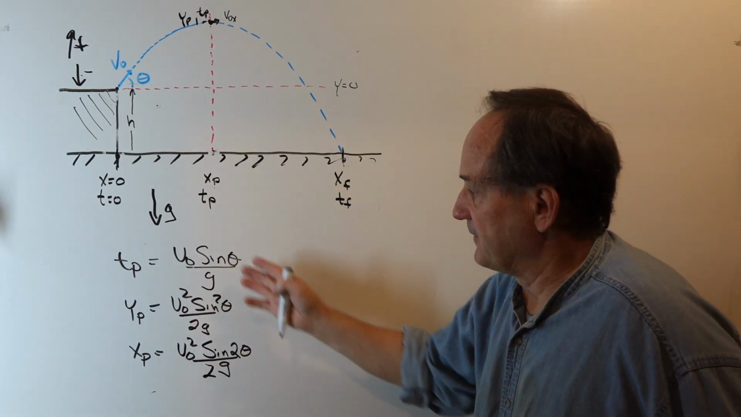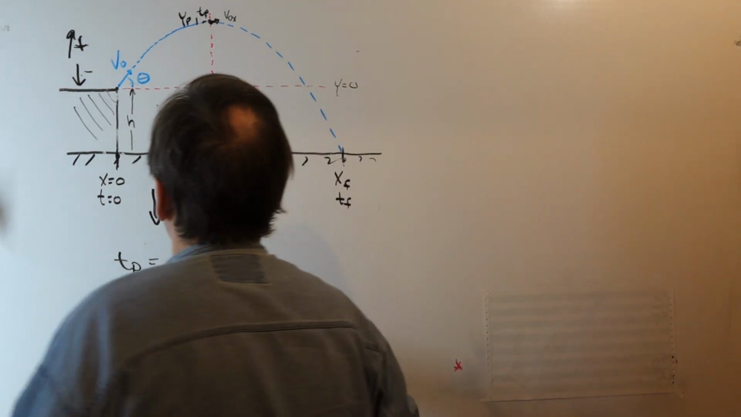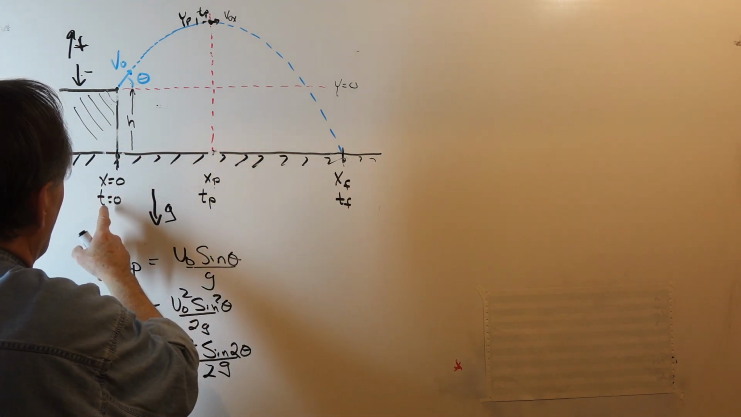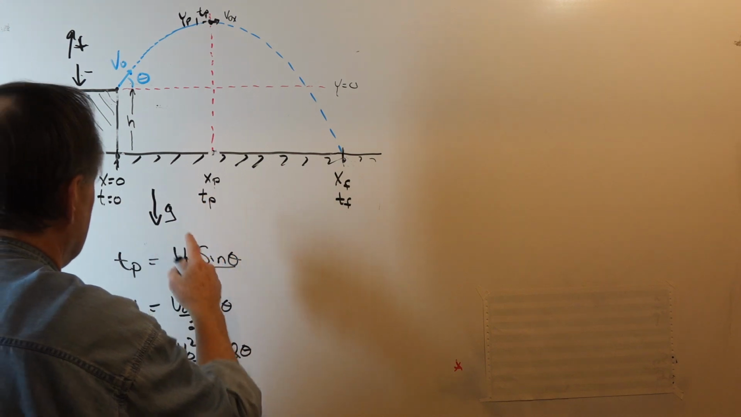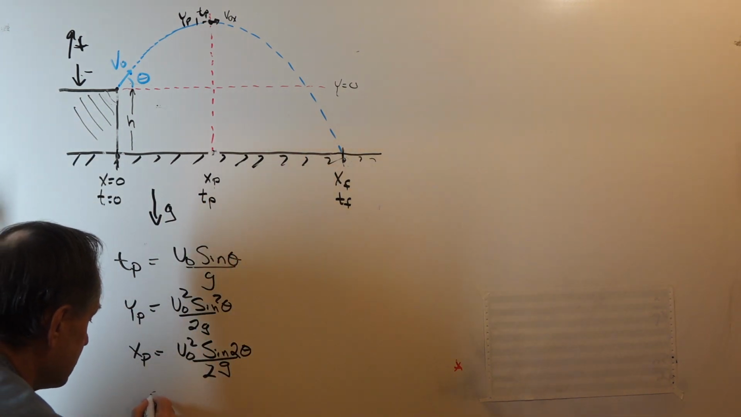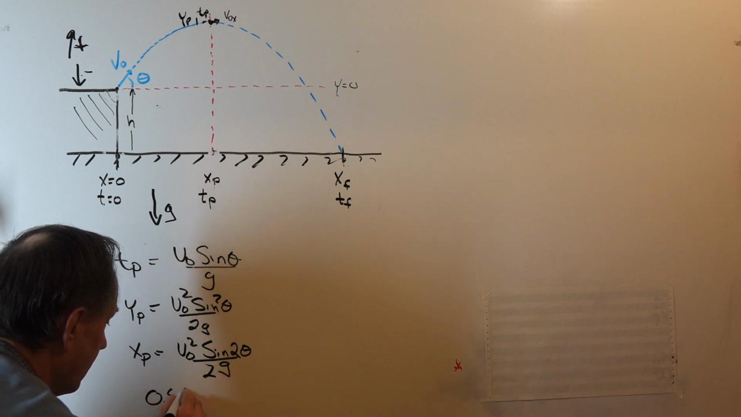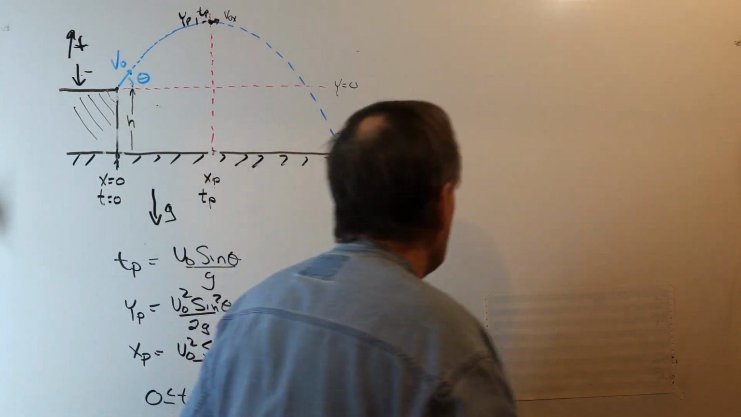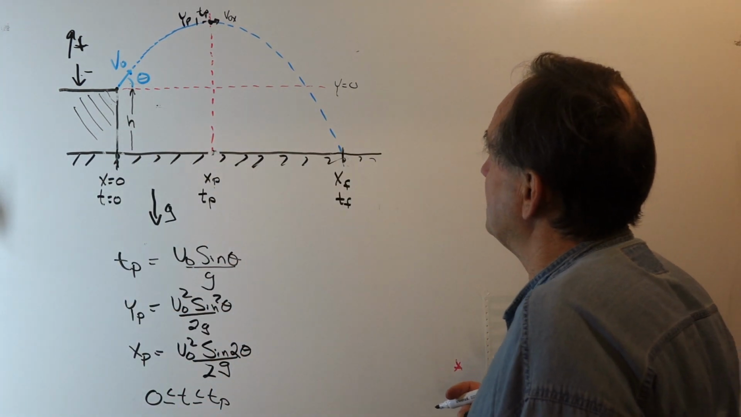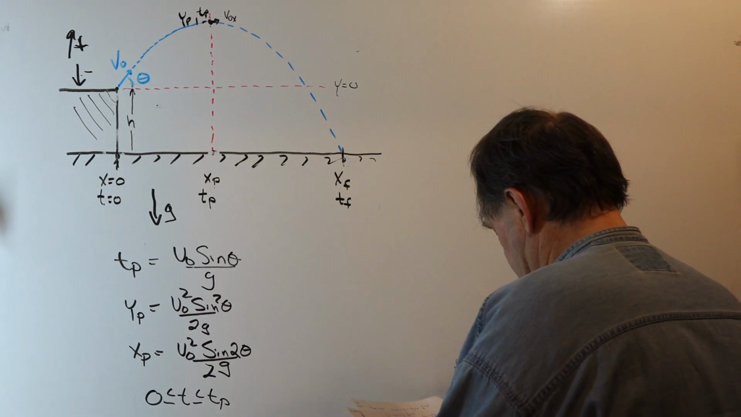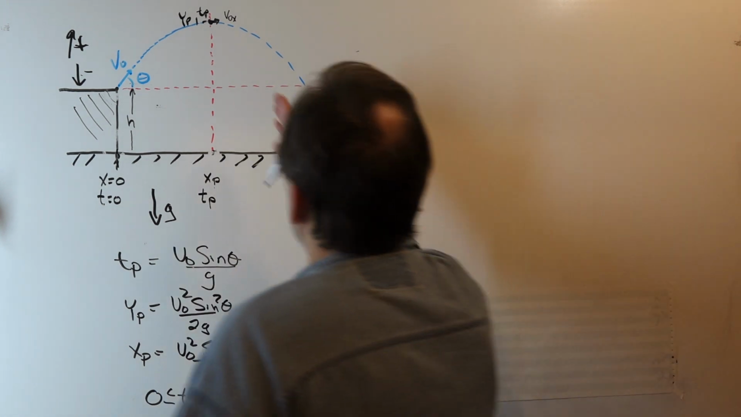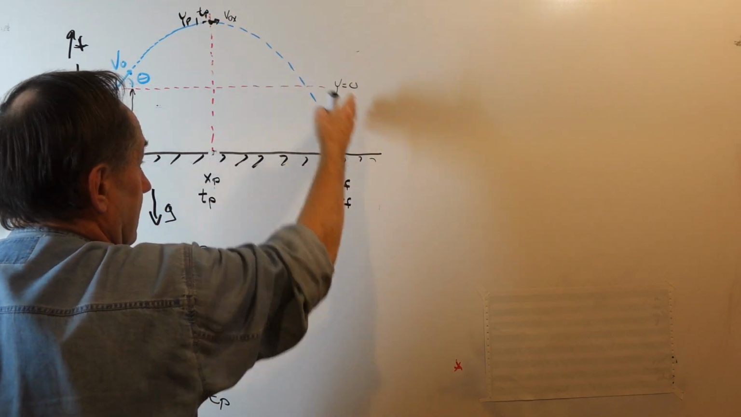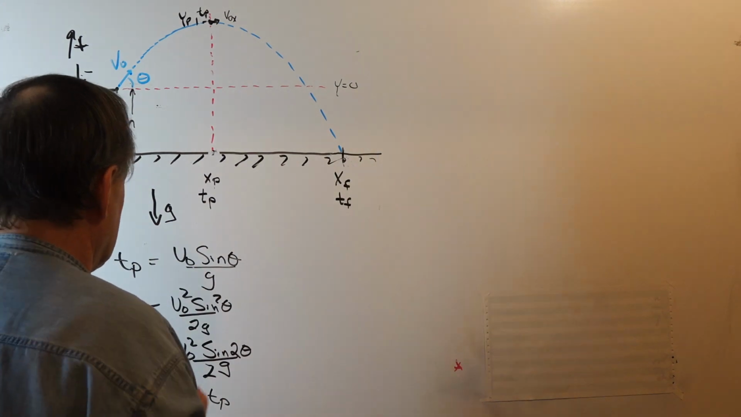Okay, now we have our summary here of the equations that we derived during this interval of travel, where we go from time equals 0 to time peak. So these equations are valid between the interval 0 and the time that it takes to reach the peak. Now, what we need to do is write our equations for the interval of time starting at the peak and then progressing in time until it hits the ground.